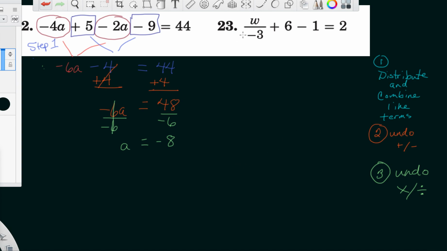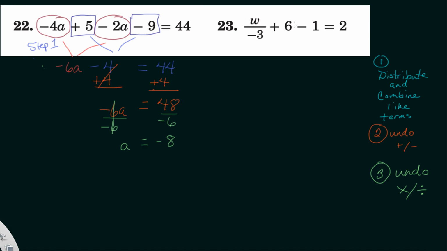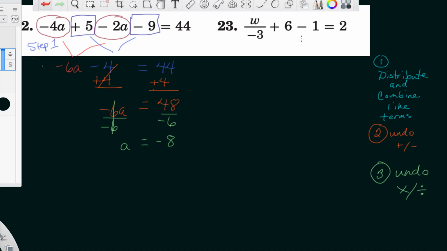Sound good? Now we're going to go back to this guy. We're going to go to the second one, and I'm going to try and use this light blue color for my distribution or combining like terms. There's no distribution here, but I do have some like terms. I don't have any more w terms, but I do have a plus 6 and a minus 1. So let's go ahead and circle. Yeah, we can see it. Plus 6, minus 1. So we'll put these two things together, and 6 minus 1 is 5.